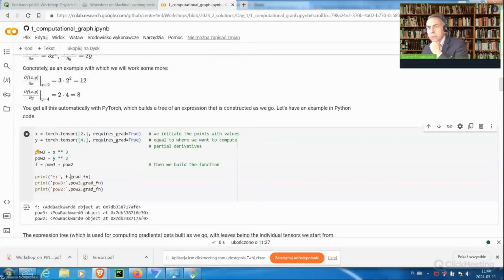Let's also have a look at those fields' gradient function. In f, the gradient function is add backward, and in those two powers, it is power backward. There are some packages in Python, or maybe in PyTorch, that enable you to have a look at this graph, because the computational graph is created during those operations, and here we just slide on the surface of this graph. So we can see that the F node is called add backward, and then the power 3 and power 2 nodes are called power backward.